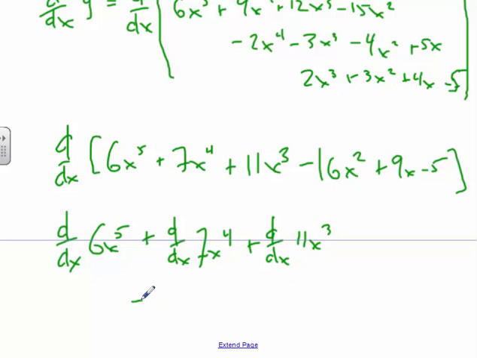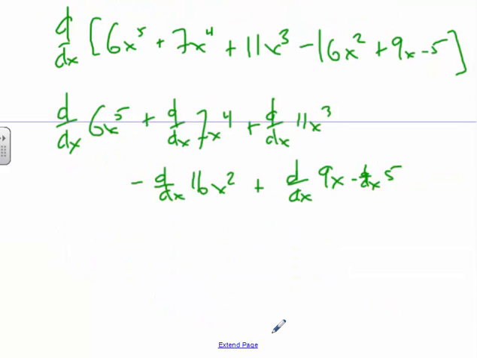I'm going to have to go down to the next row here just because I'm writing a little bit too large. 16x squared, take the derivative of the 9x, and take the derivative of the 5. Okay, so one at a time using the power rule.